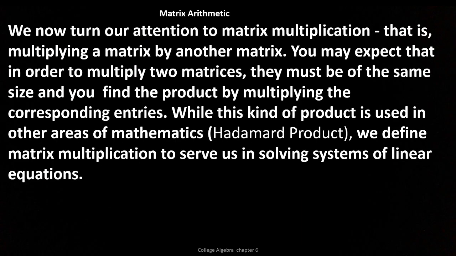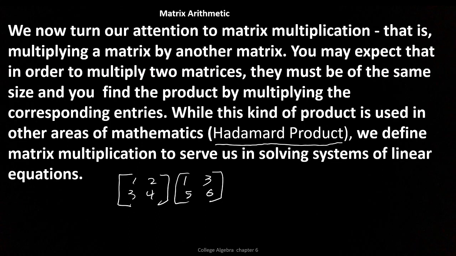Now, we want to talk about matrix multiplication. And you may think that to multiply matrices, we have to do the same thing that we did with addition. Like, for example, if we have a matrix like this, then to multiply them, just multiply the entries. Well, there is a multiplication like that, but we're not going to use it here. It's called the Hadamard product in mathematics. But in what we do in college algebra and the usage of matrices that we have here and many other branches of mathematics, this is not used.